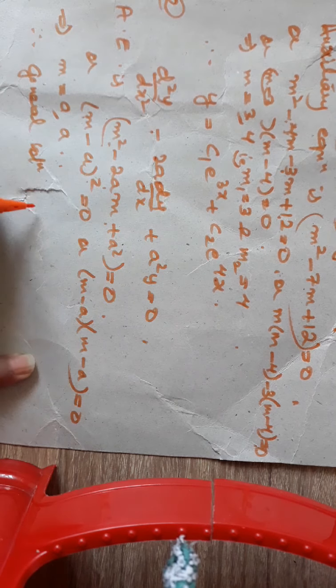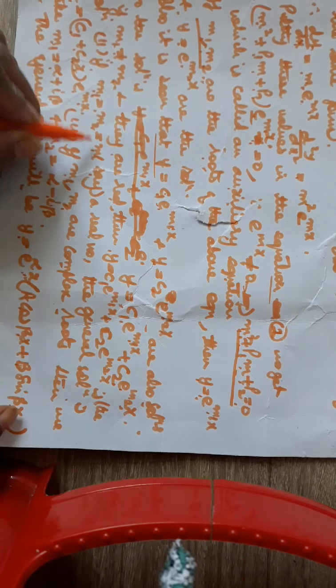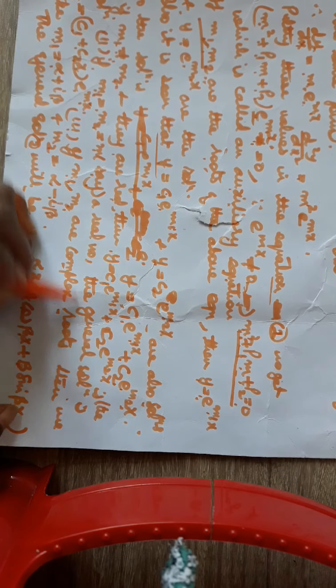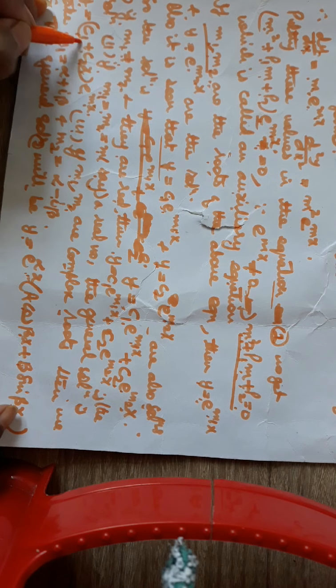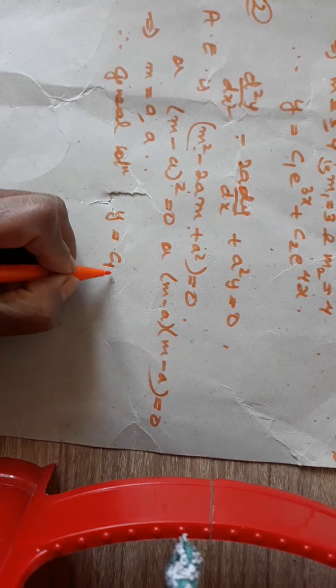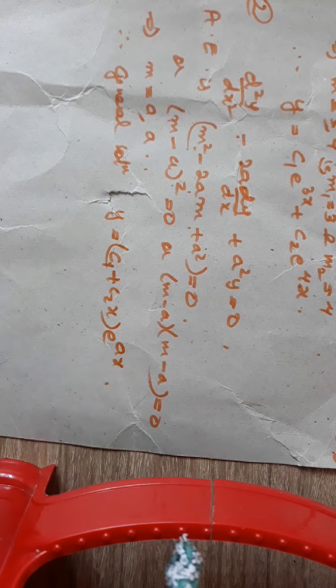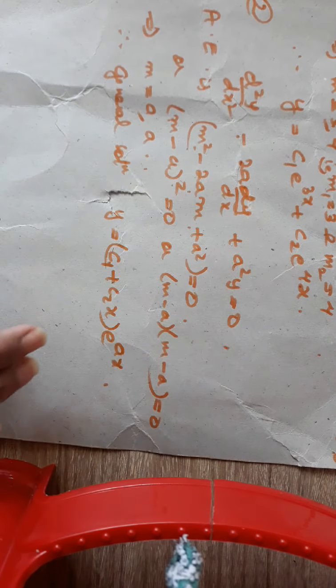So the general solution of the above equation, as you can see from this rule, is that if the roots are real and equal, the general solution is of the form (c1 + c2 x) e^(mx). But m here is equal to a, so the general solution will be (c1 + c2 x) e^(ax). So this is the solution.